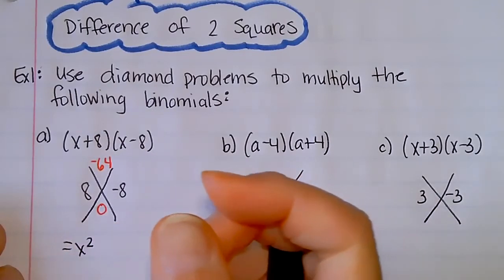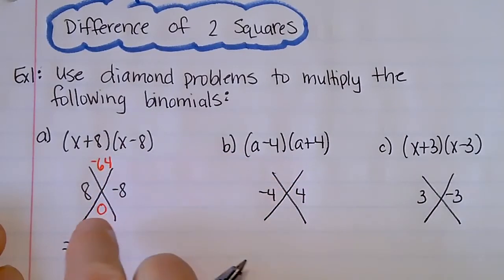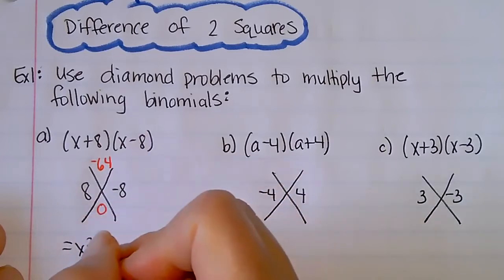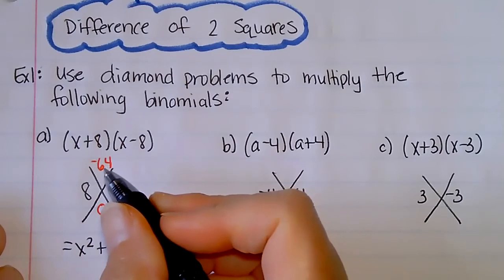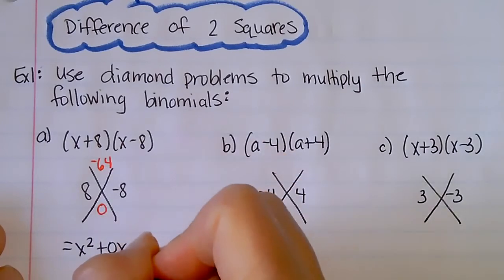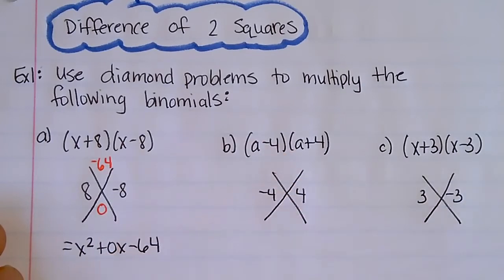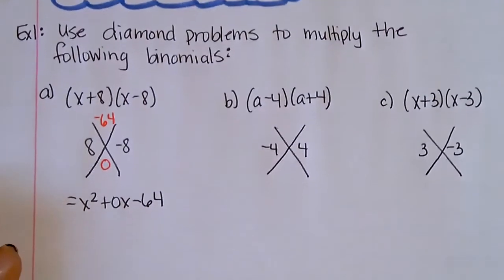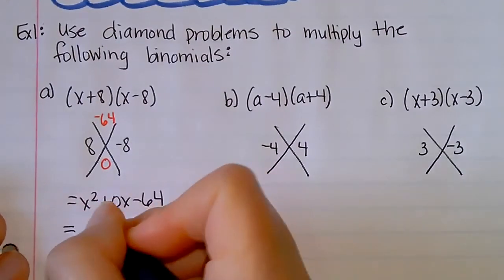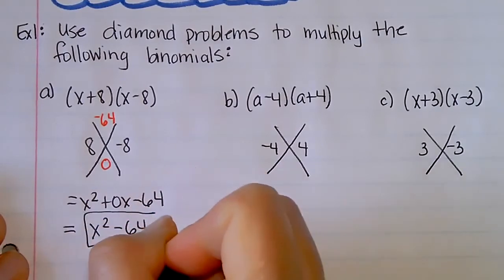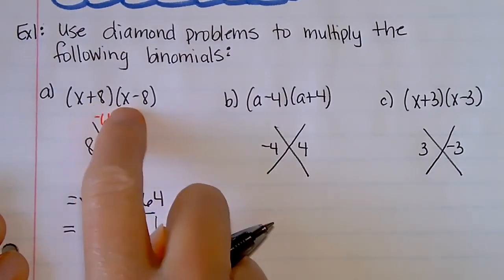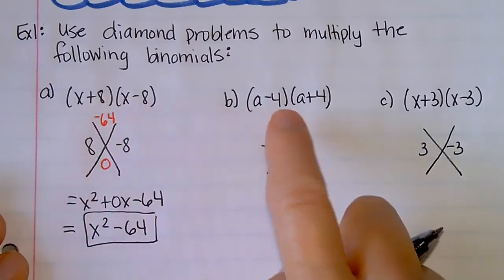And then what we saw was we ended up adding our x's. This sum here is going to be our x's. So we have 0x. And then our constant, the number without the x, was the product. So negative 64. Now I'm going to clean this up. And I don't need to write the 0x. This is really x squared minus 64. And that's your answer.